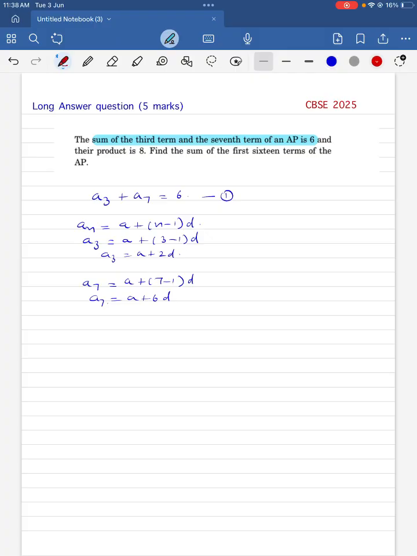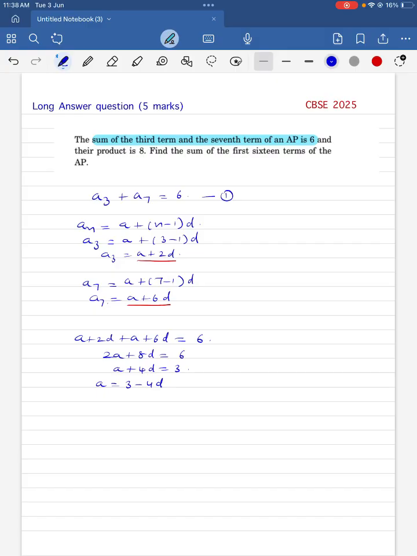Now let me substitute these values in the first equation. Instead of A3, I would put the value a plus 2d, and instead of A7, I would use the value a plus 6d. So that is a plus 2d plus a plus 6d, which gives me 6. So that is 2a plus 8d is equal to 6. If I divide throughout by 2, I would get a plus 4d equal to 3. Now from this, let me find out the value of a as equal to 3 minus 4d.